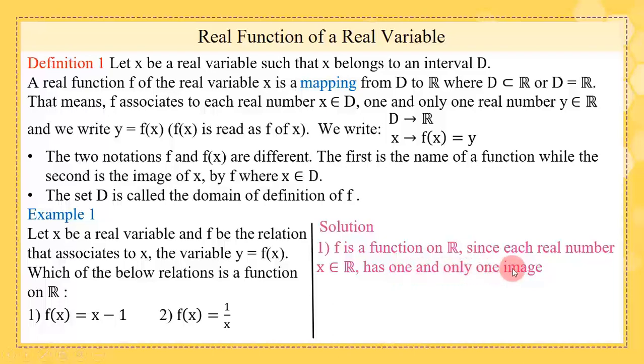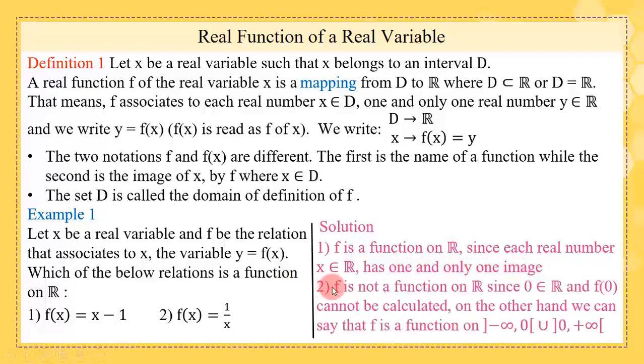While in 2, f is not a function on R because 0 belongs to R, while f of 0 cannot be calculated since f of 0 equals 1 over 0, which does not exist. So f is not a function on R, but if we exclude 0 from the domain of definition, f will be a function on minus infinity to 0, union from 0 to plus infinity.